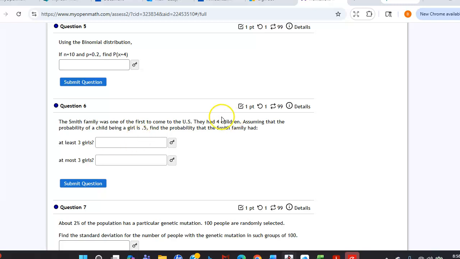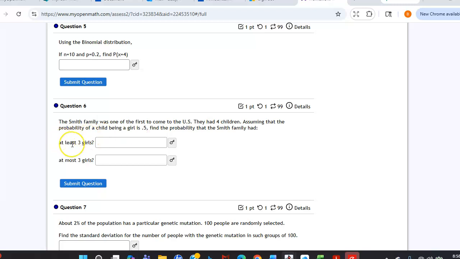Let's identify that we're going to have 4 trials, so n is 4, and we're going to have that the probability of having a girl, a success, is 0.5, which means it's opposite failure of having a boy. In this case, failure would be a boy for the sake of the problem, not because boys are failures, but would be 1 minus 0.5, or also 0.5.